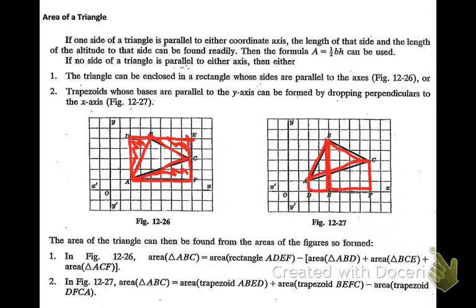Or if we use a trapezoid, I could find the area of this trapezoid, and I could find the area of this trapezoid, right? Find the area of the two trapezoids, and then we could subtract the area of this trapezoid, right? Make sense? Alright, let's do some examples.